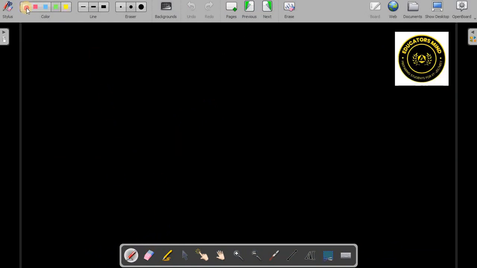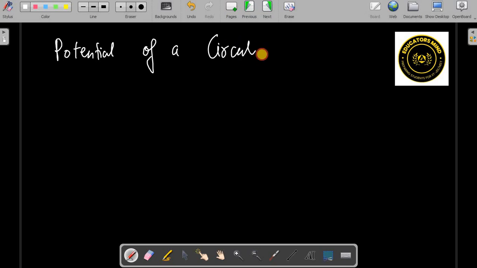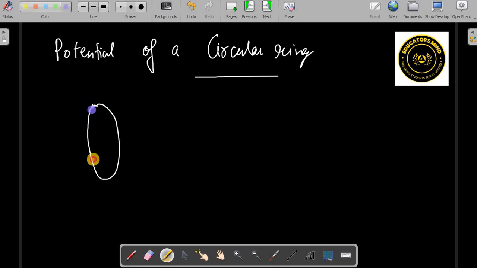So this is the concept of potential and potential energy. Now we may write some important formulas for potential for different types of objects, right? So let us take, for example, the potential of a circular ring. Consider there is a ring here. This is a ring. The radius of this ring is r. This O is the center, r is the radius.